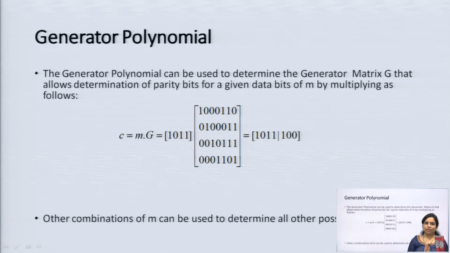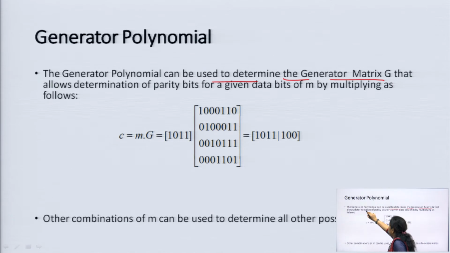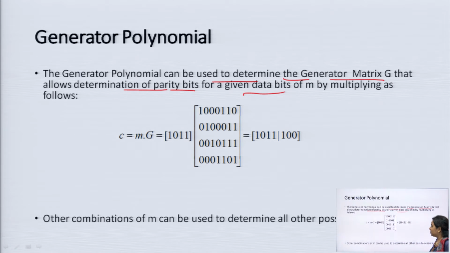Now, next is the generator polynomial. This is a part of linear block coding. This generator polynomial can be used to determine the generator matrix G that allows the determination of parity bits for a given data bit m by multiplying as follows. So, we have to multiply these m message bits with the generator polynomial, or you can say the generator matrix.